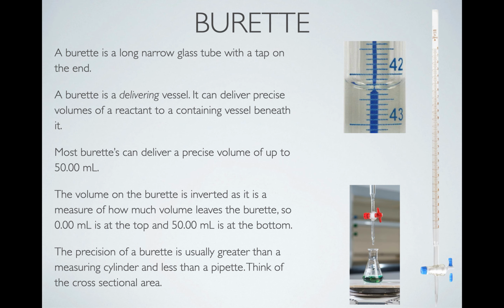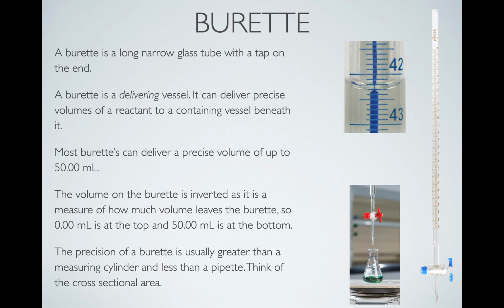We've also got this other long piece of glassware, and it's also thin in cross-section too, so it's hinting at its accuracy. And it's called a burette. Now it's a long, thin glass tube with a tap on the bottom, and it delivers a certain volume to something below it, okay? And it can deliver fairly precisely, and it gives increments.